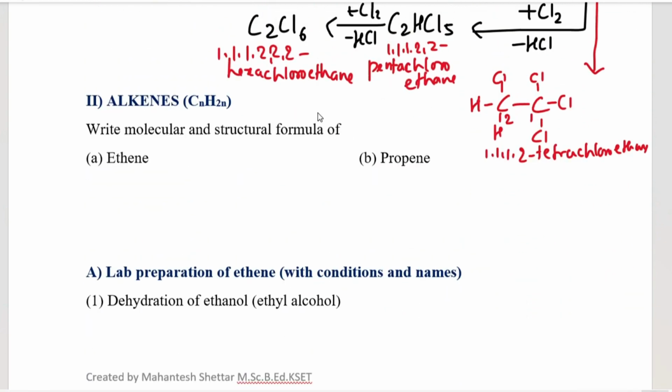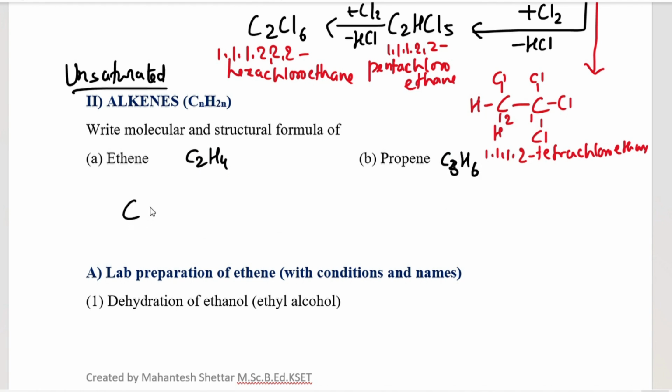Okay. Come to alkenes. Alkenes and alkynes. They are categorized as unsaturated hydrocarbons. Okay, general formula of alkenes: CnH2n. Okay, write molecular and structural formula of ethene and propene. The first member of alkene is ethene. There is no methene. Ethene, what is the molecular formula? C2H4.